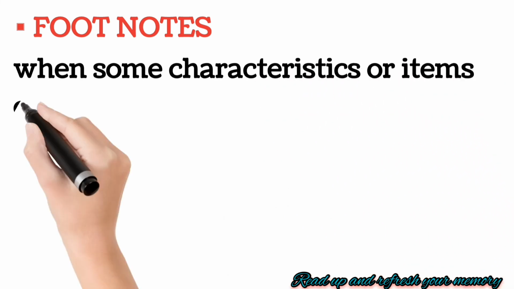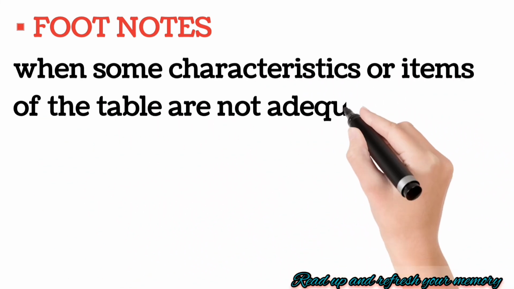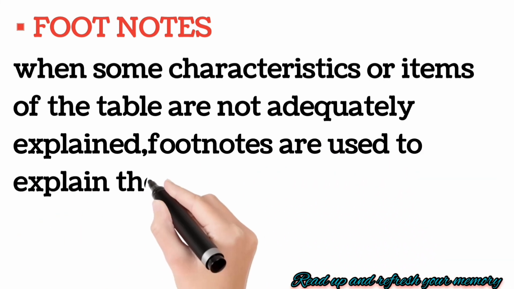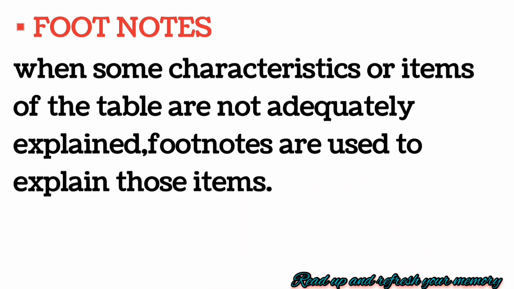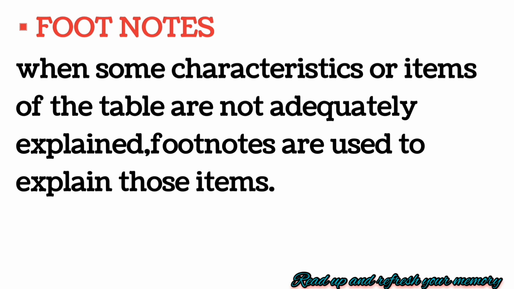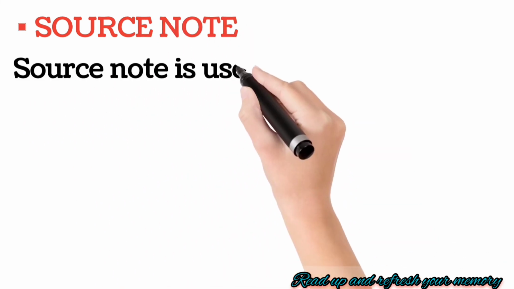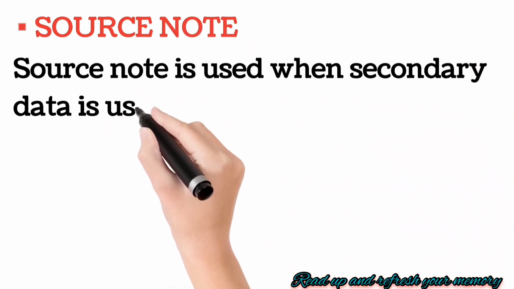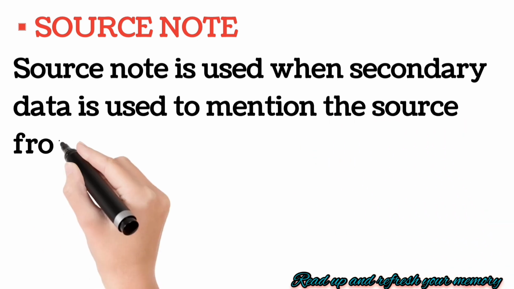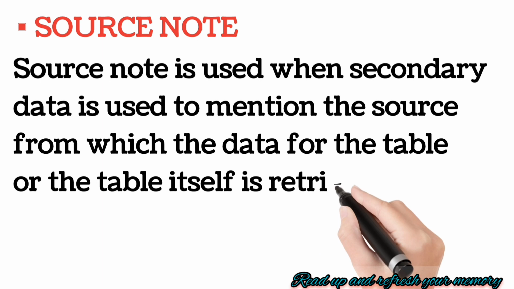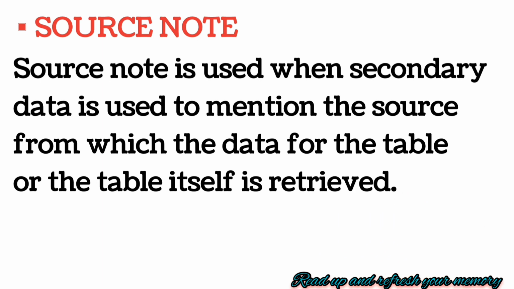Next, footnotes. When some characteristics or items of the table are not adequately explained, footnotes are used to explain those items. That is called footnotes. Source note. Source note is required if secondary data is used in the table. It is not collected directly by the user. It is second-hand information. It is retrieved from other data.